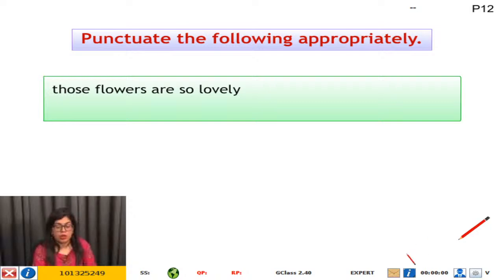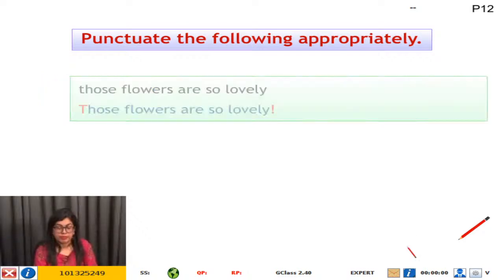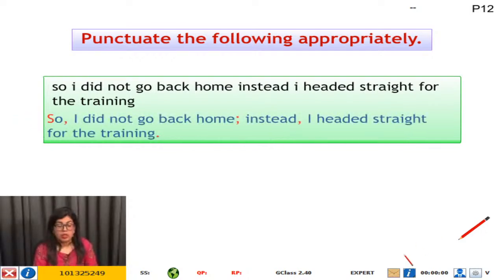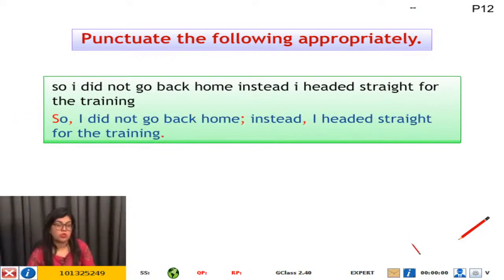Those flowers are so lovely. Okay, so let's see. Those, there is a capital letter that has been used. Flowers are so lovely, exclamation mark. Next: I did not go back home. Instead, I headed straight for the training. So, comma, so will be capital. So I did not go back home, semicolon. Instead, comma, I headed straight for the training.